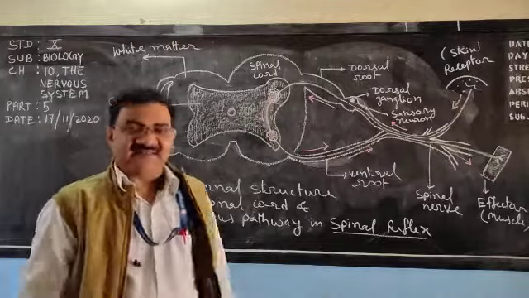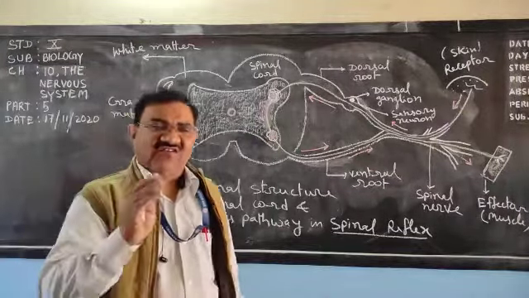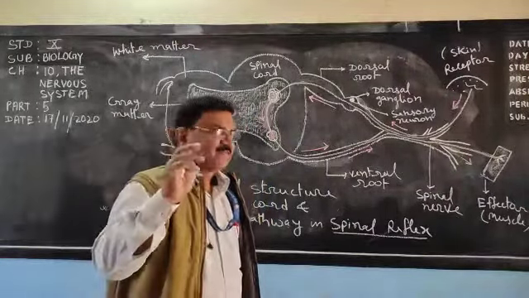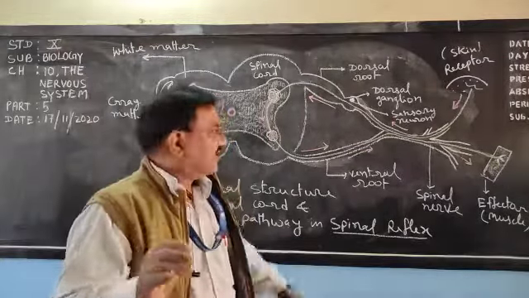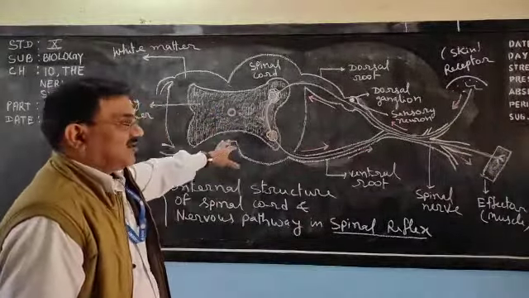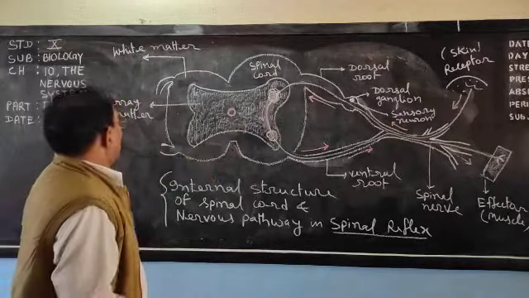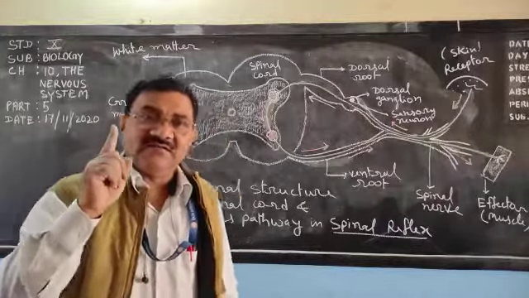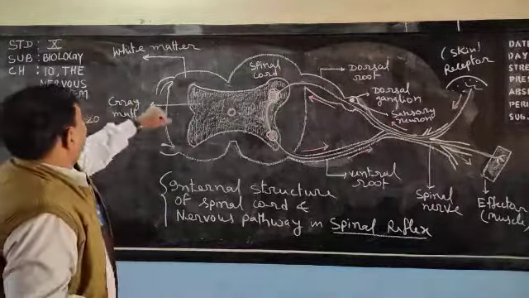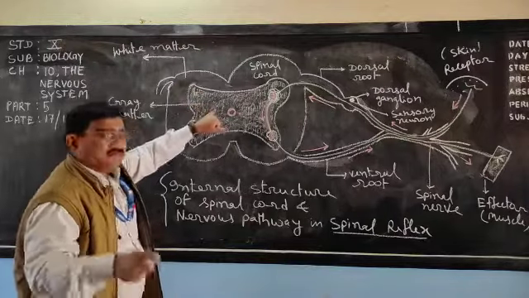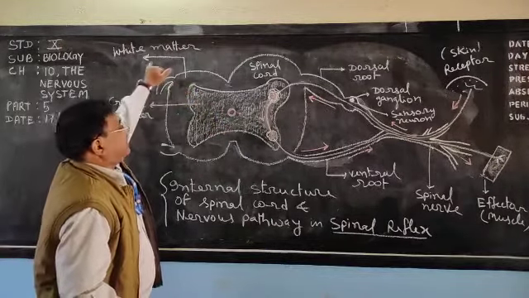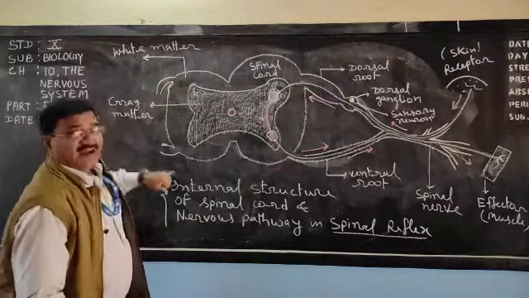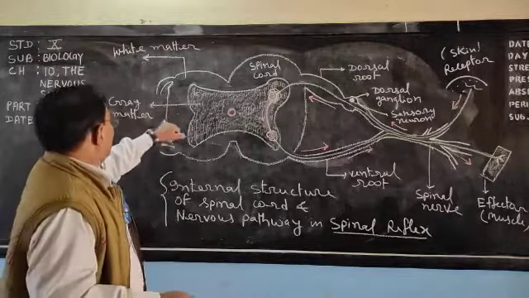We have already discussed that our central nervous system consists of the brain and spinal cord. The brain we have discussed in detail, and the spinal cord also in detail. Now this is the structure of the spinal cord. As I have told you, the grey and white matter are opposite compared to the brain. In the brain, the white matter is inside, but in the spinal cord, the white matter is outside and the grey matter is inside.